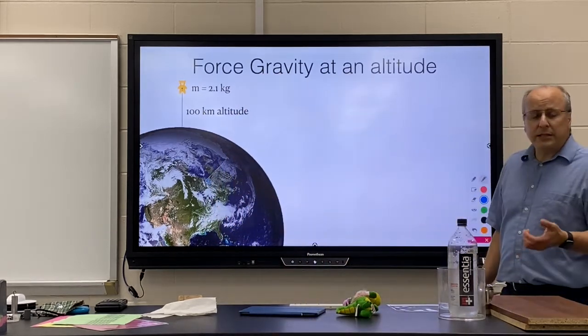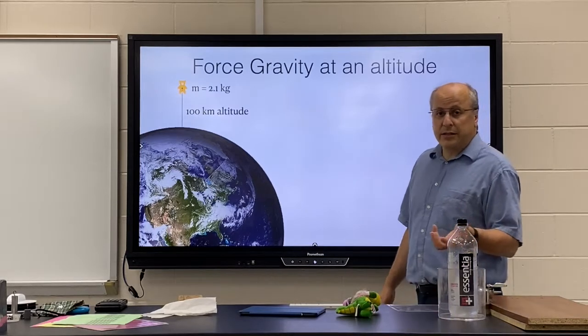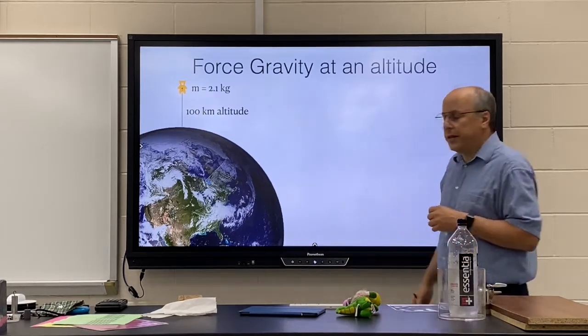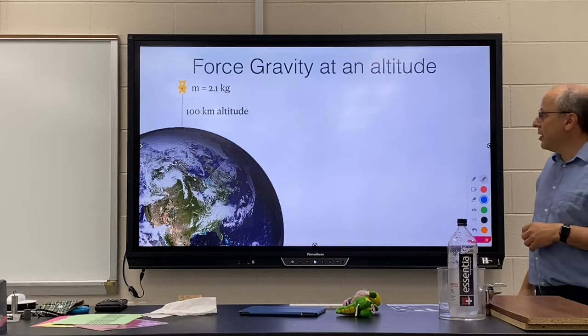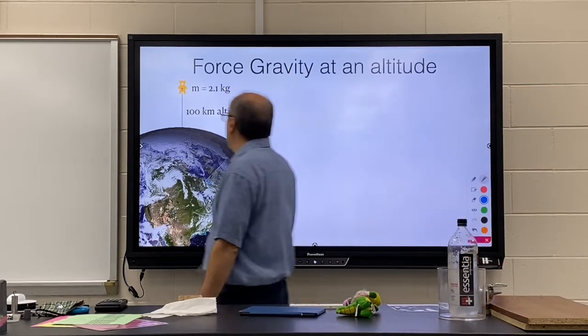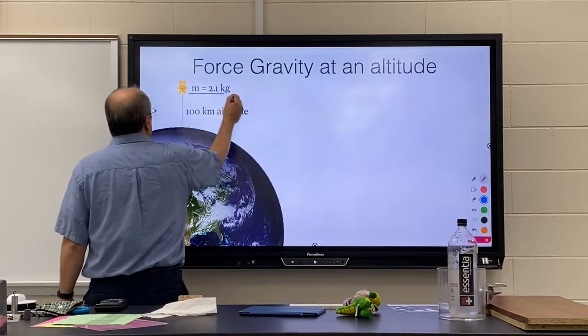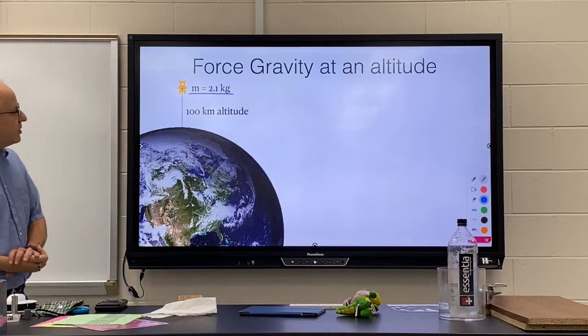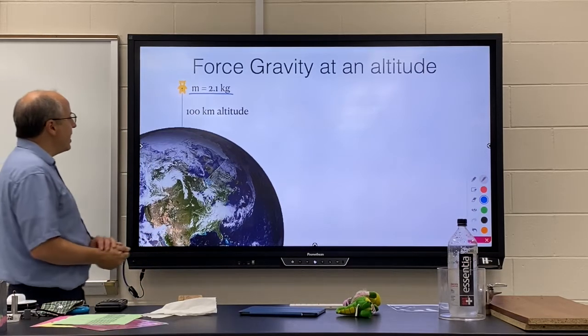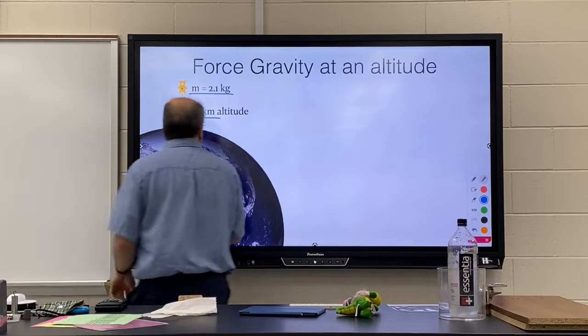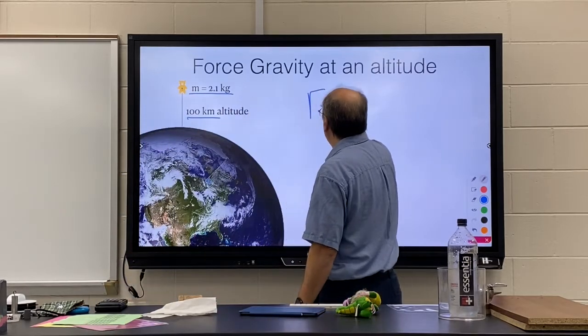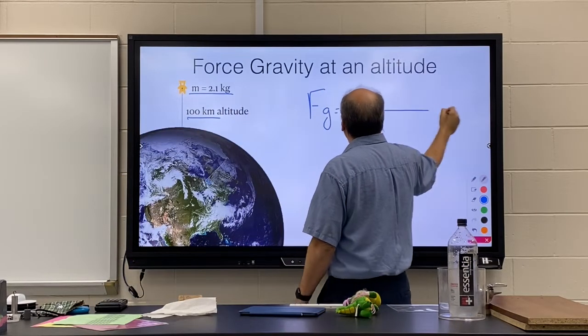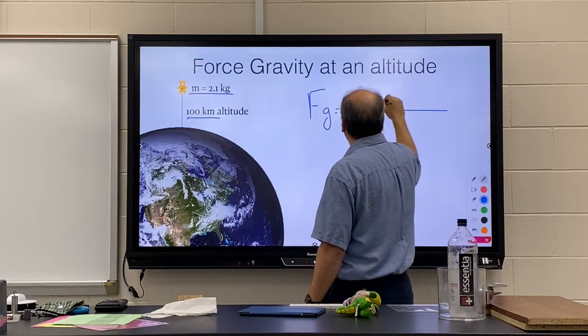So this applies a lot when we look at satellites, which are pretty high above the Earth's surface. So here we have a satellite that looks like a gummy bear. It is a small satellite that only has a mass of 2.1 kilograms, and it's at an altitude of 100 kilometers. You start by finding your force of gravity, just like you would have done before.